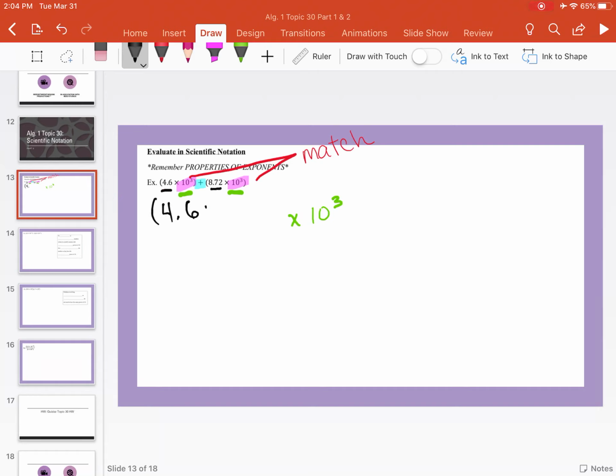So 4.6 plus 8.72. And here, if we wanted to check our work, we could distribute this times 10 to the third back into both quantities, and we would end up getting our example listed right above. So we're going to focus on PEMDAS right now, and we're going to evaluate. Okay, what's 4.6 plus 8.72?